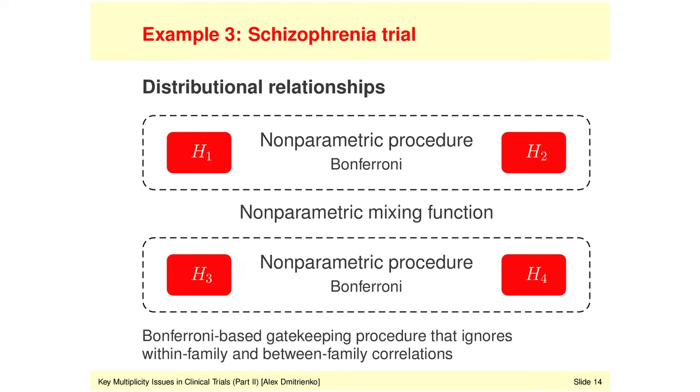So at the end of the day, we end up with a Bonferroni-based gatekeeping procedure that once again ignores the within-family correlations. It ignores the between-family correlations. This is obviously a very inefficient way of performing a multiplicity adjustment in this problem. It is inefficient to ignore relevant distributional information. And on the next several slides, we're going to discuss alternative ways of selecting the building blocks of a mixture-based gatekeeping procedure that could be used in this particular trial example.